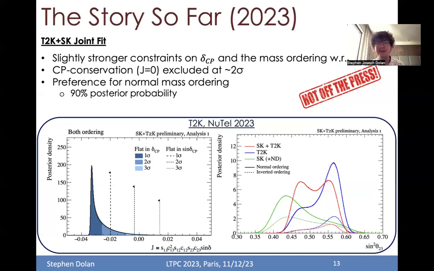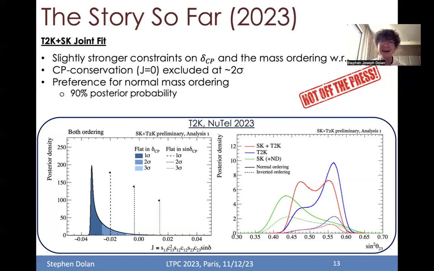So in 2023, there was a joint analysis between the T2K and Super-Kamiokande experiments. Now, I told you Super-Kamiokande is the far detector of T2K. So what do I mean by a joint analysis? Well, Super-K is also an experiment in its own right that measures atmospheric neutrino oscillations. And we can combine this analysis with the analysis of T2K's beam neutrino oscillations in order to build an even stronger analysis by combining the two together. Overall, what this allowed us to achieve is slightly stronger constraints on delta CP and the neutrino mass ordering.